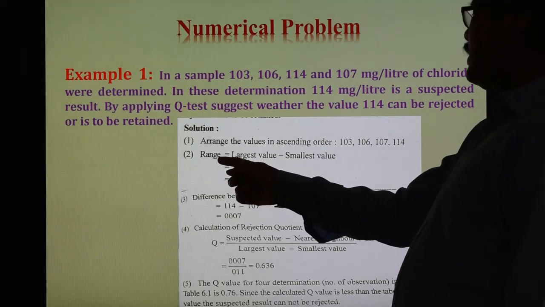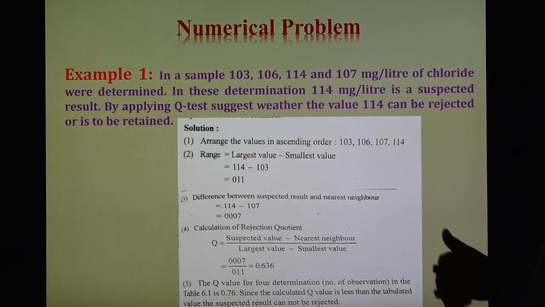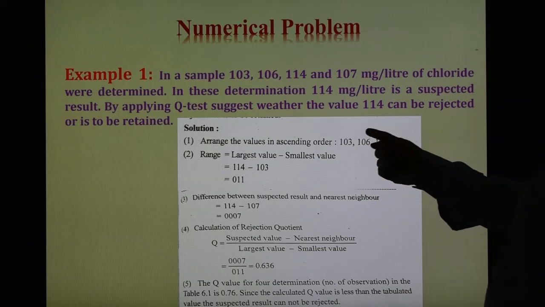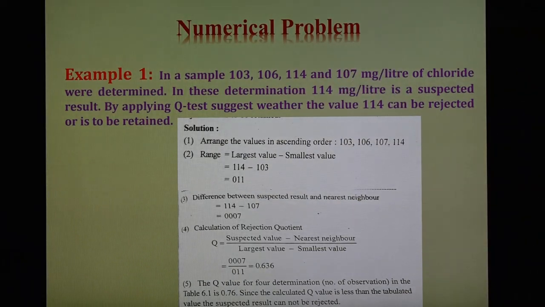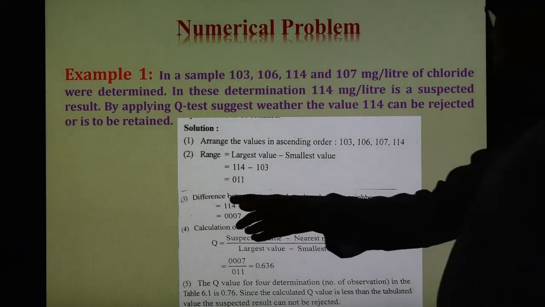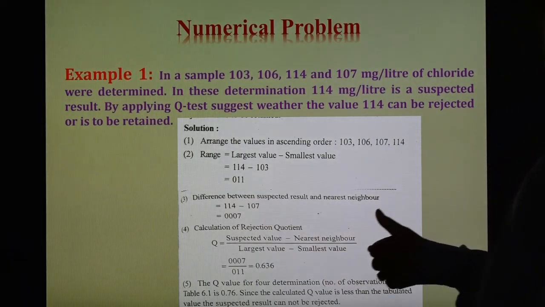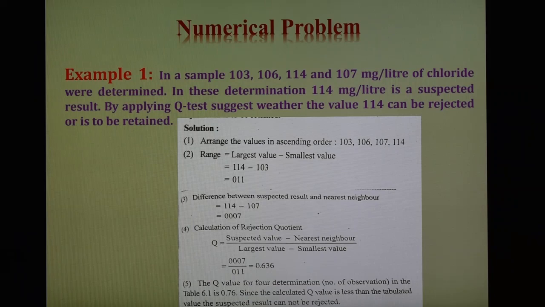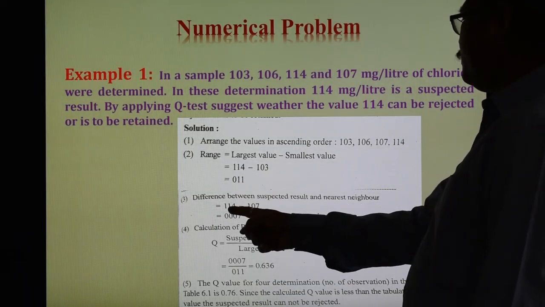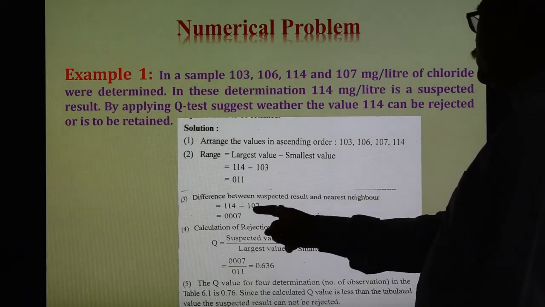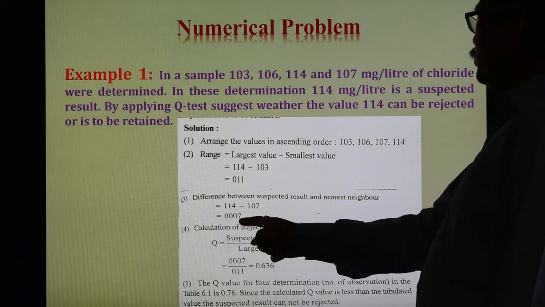Now the second step is to find the range. How to calculate the range? Largest value minus smallest value. So the largest value is 114, the smallest value is 103, 114 minus 103 is 11. And the third step is to find out the difference. The difference is calculated for the suspected result and its nearest neighbor. So what is it here? The suspected value is 114, and its nearest neighbor is 107. So it is 7.